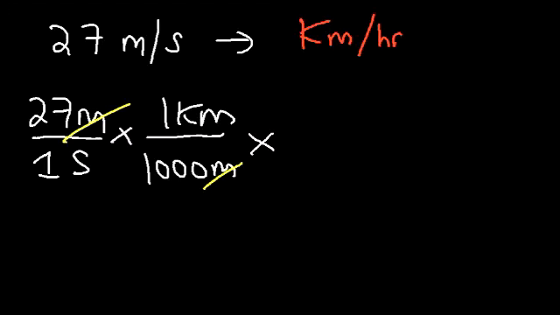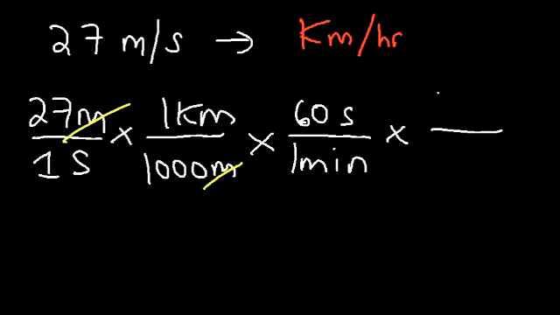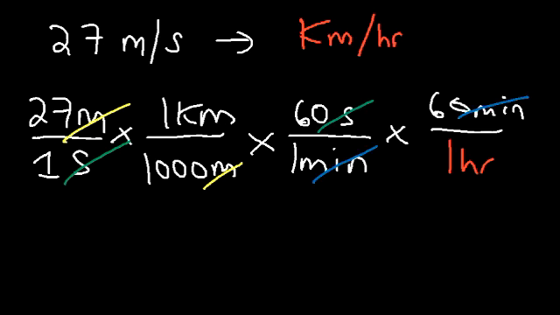So now let's convert seconds into minutes. There's 60 seconds in 1 minute, and there's 60 minutes in an hour. And that's all you got to do. So we can see that the units seconds cancel and minutes cancel. So now we just got to do the math. So 27 divided by 1,000 times 60 times 60. And that is equal to 97.2 kilometers per hour.